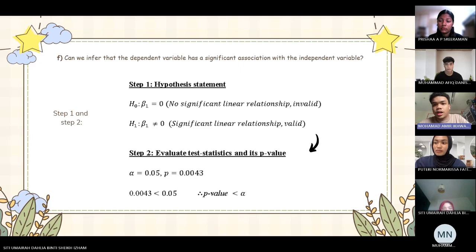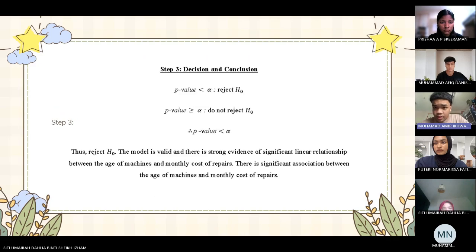So move to the next step, step 2, evaluate the test statistic. First we should find the alpha, which is 0.05, which is not given, and we need to use 0.05. The p-value we got from the ANOVA table is 0.0043, and we can see here 0.0043 is less than 0.05, which means the p-value is less than alpha. Then next, step 3, decision and conclusion. If p-value is less than alpha, we reject H0. For the second condition, p-value greater than or equal to alpha, do not reject H0.